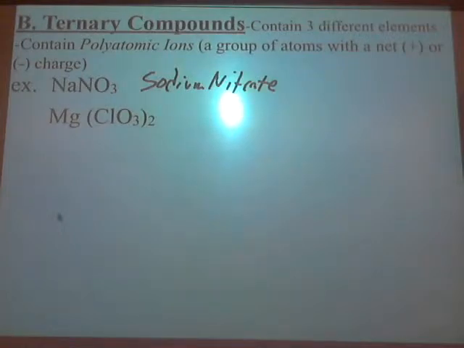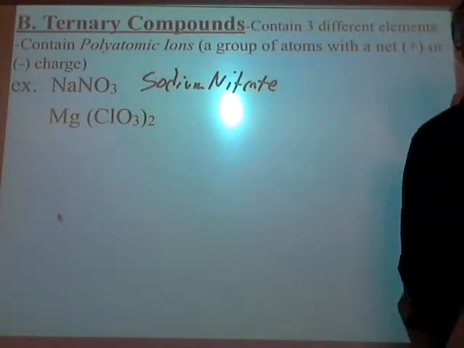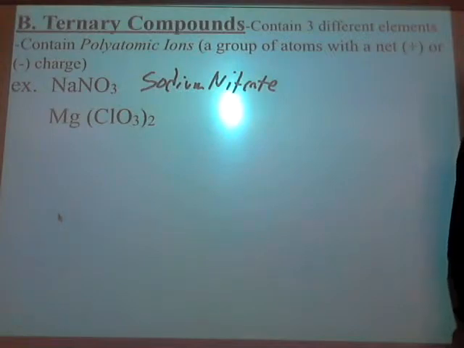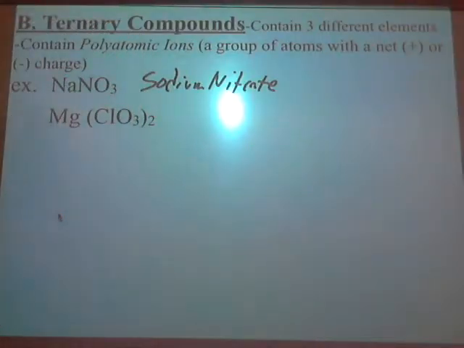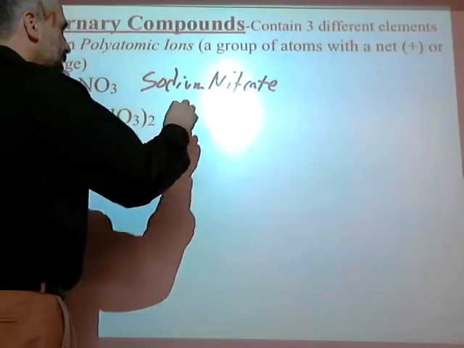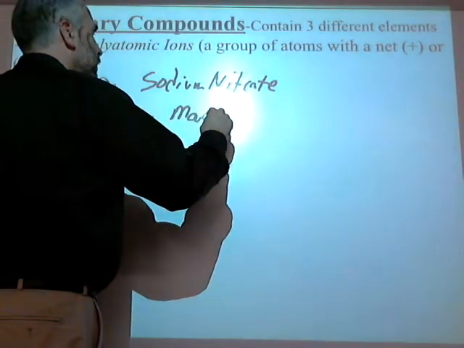What do you think this guy is? Don't let the parentheses, don't let the subscripts fool you. What would you call this guy? What do you think, Josh? Magnesium. Where should you be looking for the next word you're going to say? On this paper. That's right. Take a look. Marvin. Magnesium chloride. Chlorate. Magnesium chloride.